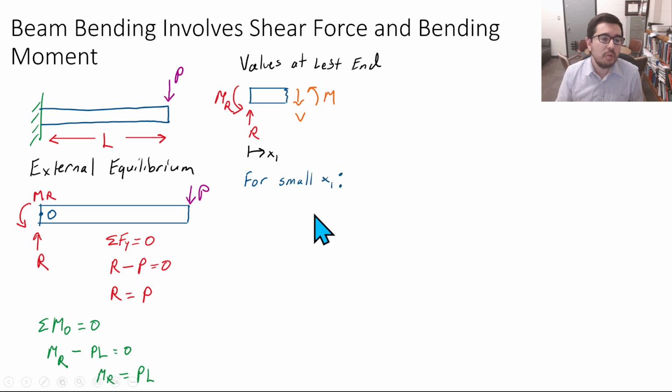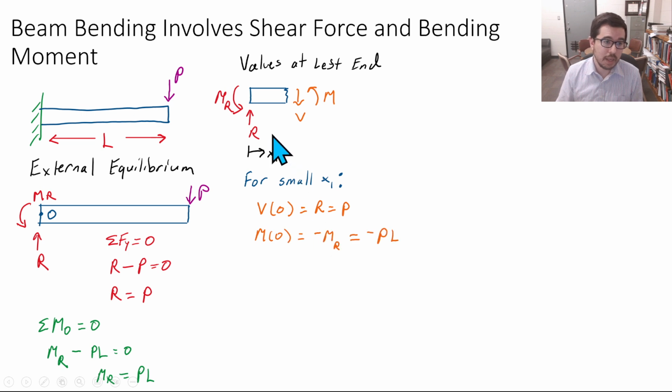So for a small x1, close to this side, what do we see? We see, well, this R and V, they have to balance out with each other. So we can say that the internal shear force at the left side, or very close to it, is just going to be equal to R, and is also equal to P.